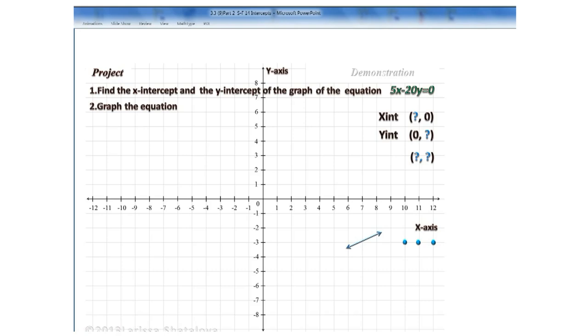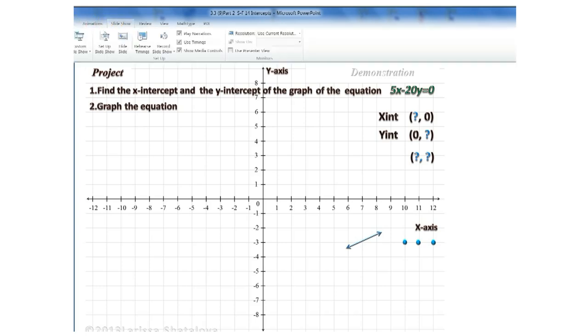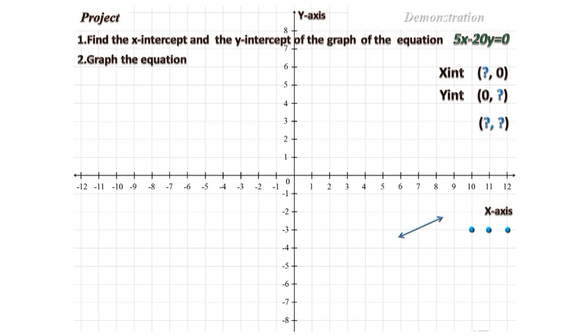This project has two parts. Find the x-intercept and the y-intercept of the graph of the equation 5x minus 20y equals 0, and then graph the equation. I want you to work out the first part in your notebook on the side. I can do this on slide show.